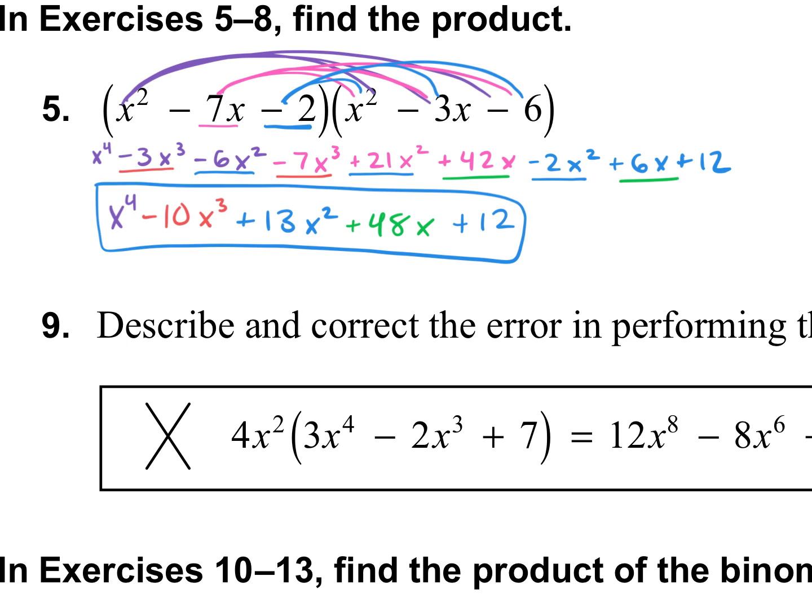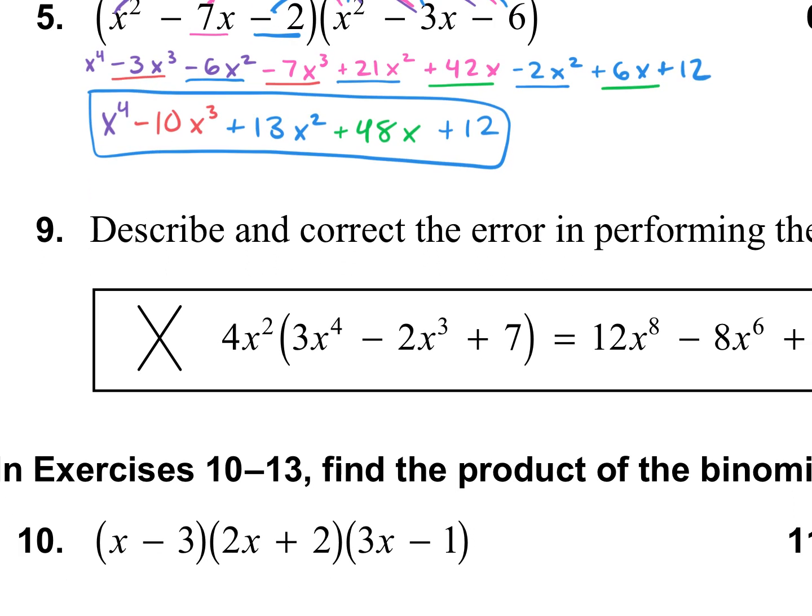Any questions here? For something like number 9, when we just have one term times a trinomial, we would just distribute that to each thing.